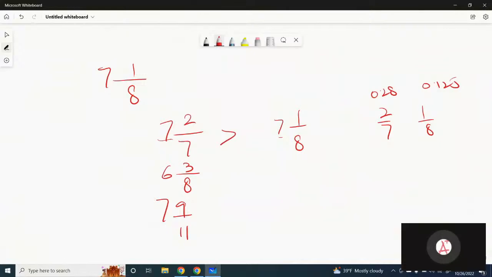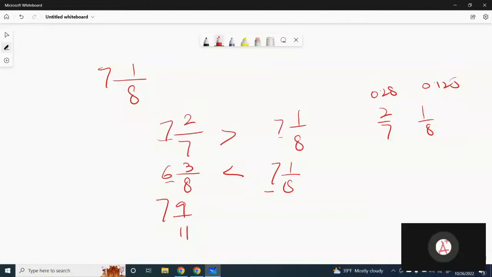Got it? Now let's just compare 7 whole 1 by 8 to 6 whole 3 by 8. Here just compare their whole parts. 6 is smaller than 7. That means 6 whole 3 by 8 must be smaller than 7 whole 1 by 8. Got it? So 6 whole is less than 7. Got it?